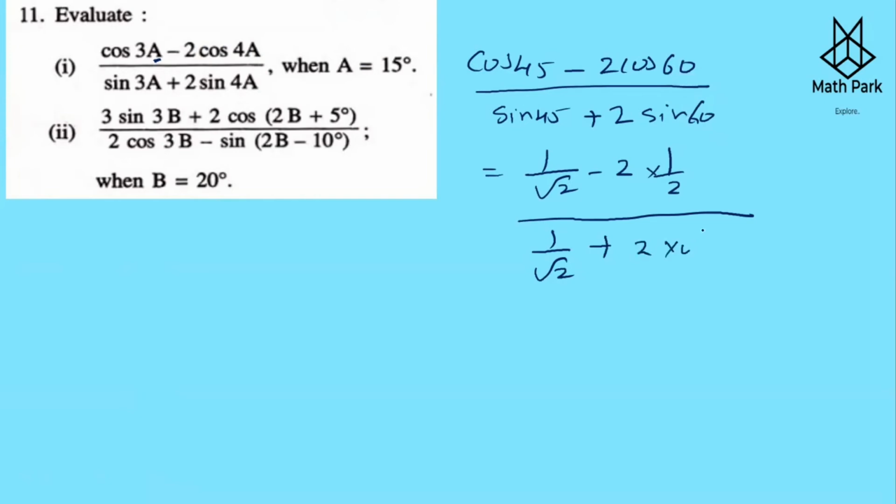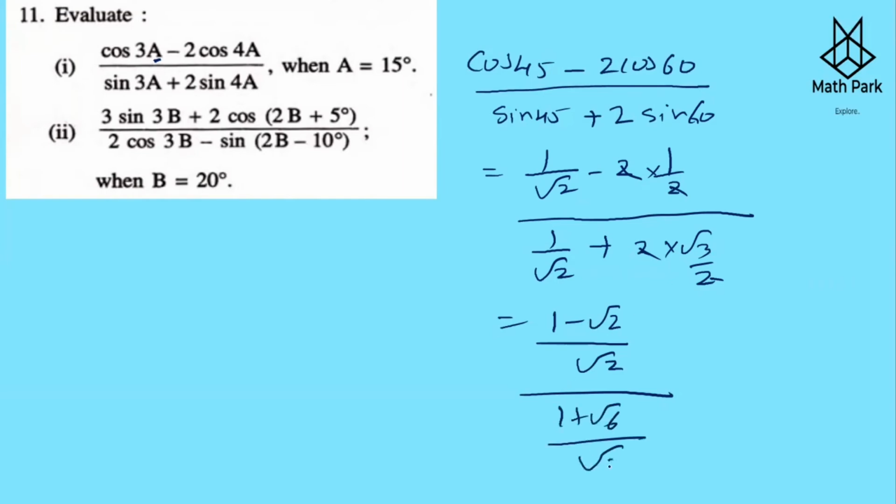So sine 60 is root 3 by 2. So 2 times root 3 by 2. So this 2 and 2 got cancelled. This 2 and 2 got cancelled. We have 1 upon root 2 minus 1. So if I take the LCM, it is becoming 1 minus root 2 upon root 2. Upon, if I take LCM, root 2 times root 3 is root 6. So it is 1 plus root 6 upon root 2. So this root 2 and root 2 got cancelled. We have 1 minus root 2 upon 1 plus root 6.